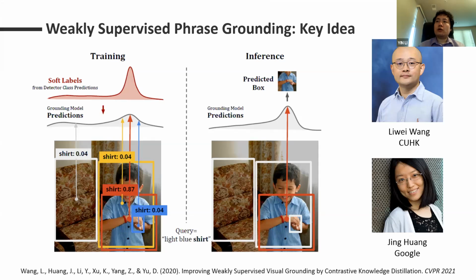So this was joint work with Li Wang at UHK and Jing Huang at Google Research. We just published this at CVPR 2021. Officially not yet published because the camera ready is due tonight, but we have this work done. It's already available on arXiv. If you're interested, you can find an older version on arXiv.